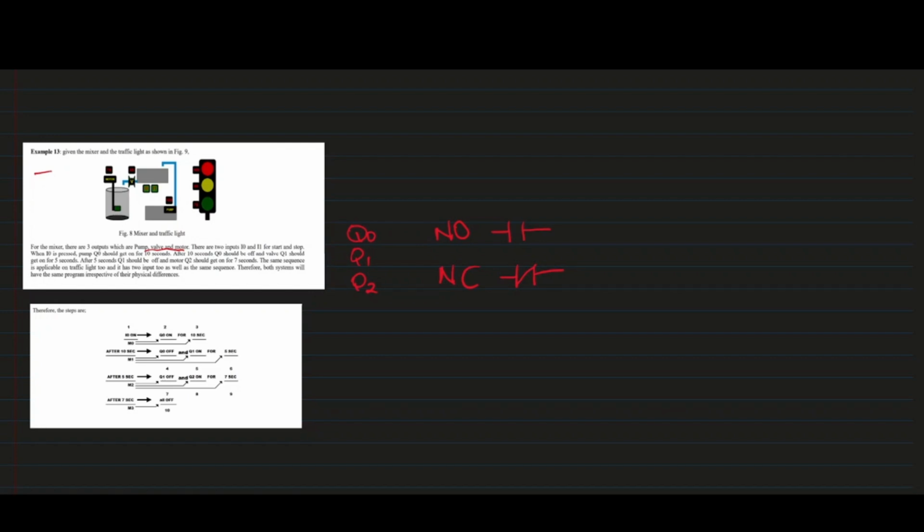Now, when I0 is pressed, pump Q0 should come on for 10 seconds. After 10 seconds, Q0 should go off, and the valve Q1 should come on for 5 seconds. After 5 seconds, Q1 should go off, and the motor Q2 should come on for 7 seconds. The same sequence is applicable to the traffic light too. So basically you can also use the same system you're going to design for a traffic light system. So let's get to actually designing this system.